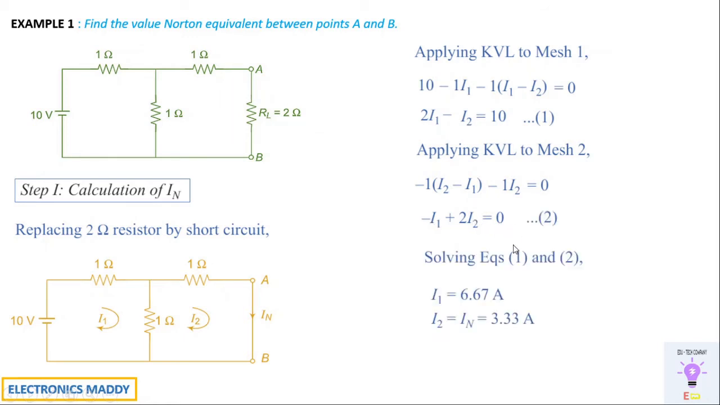Solving equations 1 and 2, we will get the values of I1 and I2. Now in this mesh, it clearly indicates that the value of current I2 flowing is the Norton's current IN. So we can write I2 is equal to IN, that is nothing but 3.33 amps. Once this concept is clear, if you have any doubts about applying KVL, please refer to our previous examples solved with respect to KVL and KCL. A simplified analysis and each and every step is indicated in detail in that video. I'll be sharing that video in the description provided below.